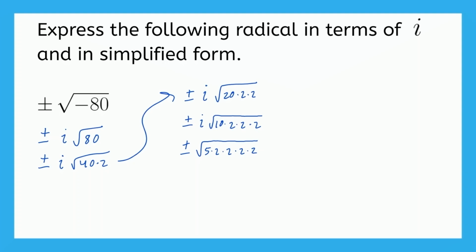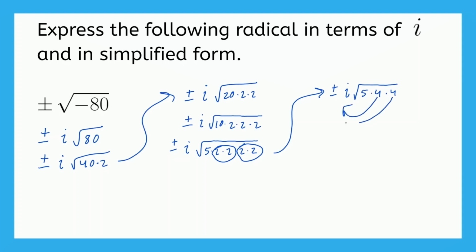Okay, so now where are the perfect squares? Well, we have, let's see here, 2 times 2 is 4, and 2 times 2 is 4. So we have 4 as a perfect square 2 times. And we also really don't want to forget this i right there. So we're going to have inside the square root 5 times 4 times 4. So now if we pull this 4 out, the square root of 4 is 2 on the outside, and it's going to be another 2 on the outside. So it's going to be i times 2 times 2 times the square root of 5.